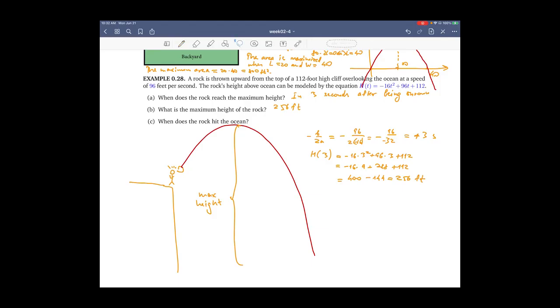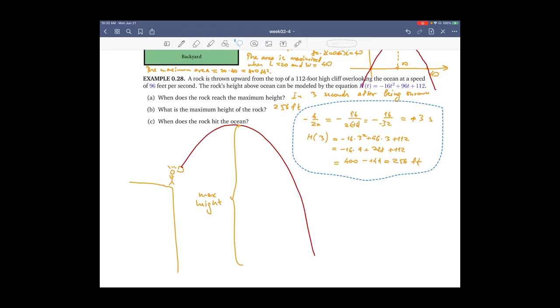Now question C, when does the rock hit the ocean? The rock will hit the ocean when h of t is 0. So we equate to 0 our equation, negative 16t squared plus 96t plus 112 equals 0.